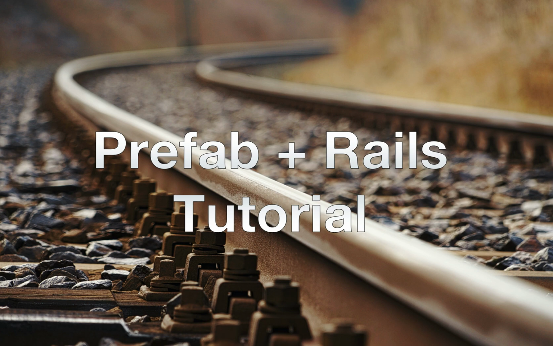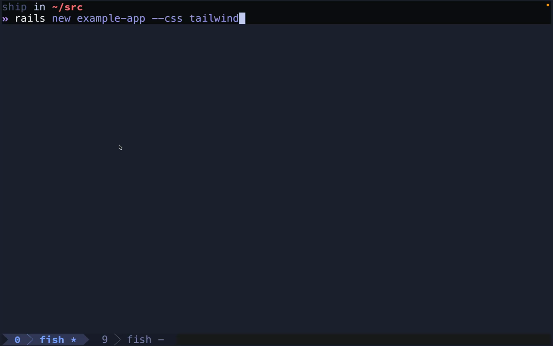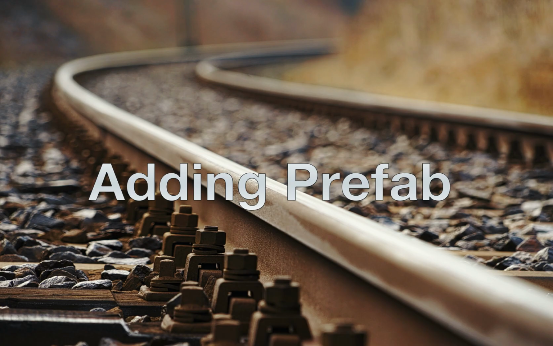This tutorial will show you how to add Prefab's powerful tooling to your Rails app. We'll set up Prefab, show off dynamic log levels, targeted log levels, feature flags and user targeting, and wrap it up with some live config and introspection. We'll build on a new Rails app using Tailwind as our CSS framework. All code will be linked in the video description.